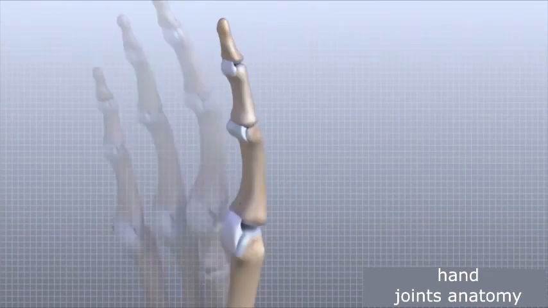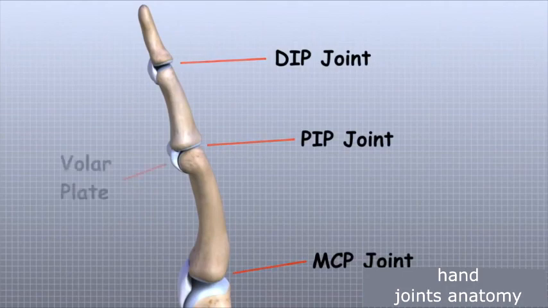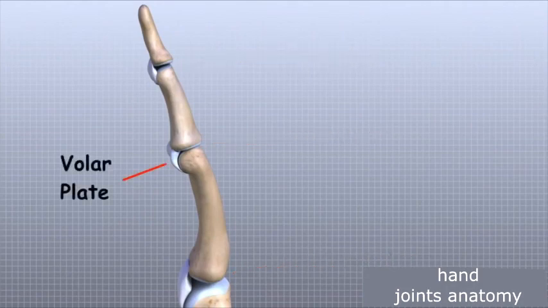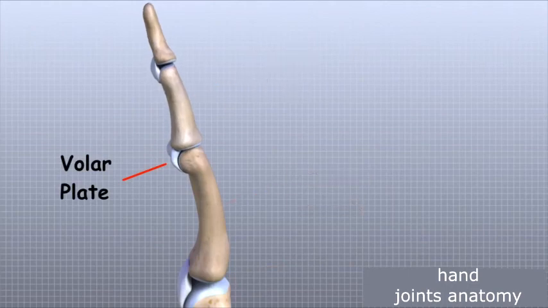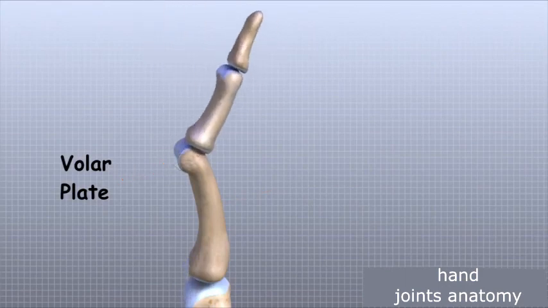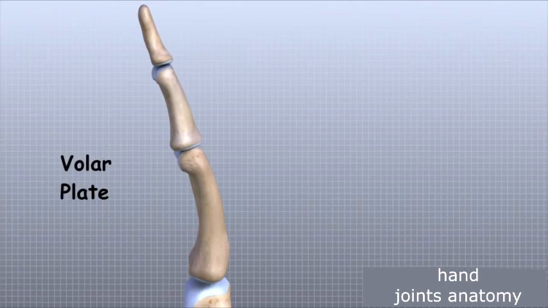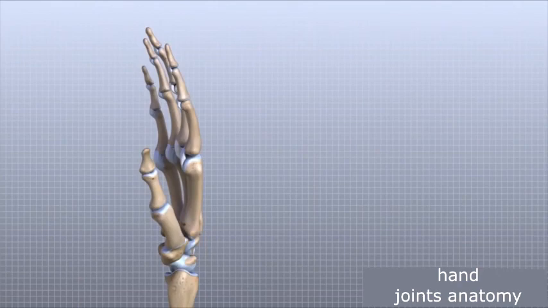In front of the PIP and DIP joints, the strongest structure is the volar plate. This ligament connects the proximal phalanx with the middle phalanx at the palmar surface. Not only this, but the volar plate prevents hyperextension of the PIP joints. Finger deformities are seen when the volar plate becomes loose due to diseases.